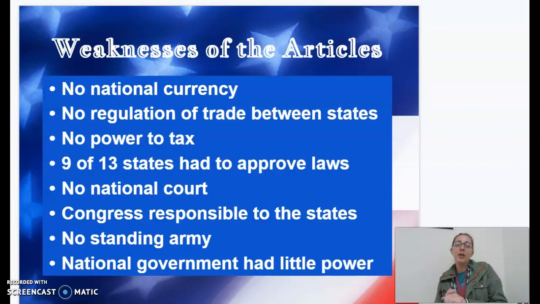Very problematic. The federal government also had war debts now, and they couldn't tax to pay. So if they needed money, they had to be like, hey, states, could you give us money? And much like my parents when I was a teenager, the states would say no.